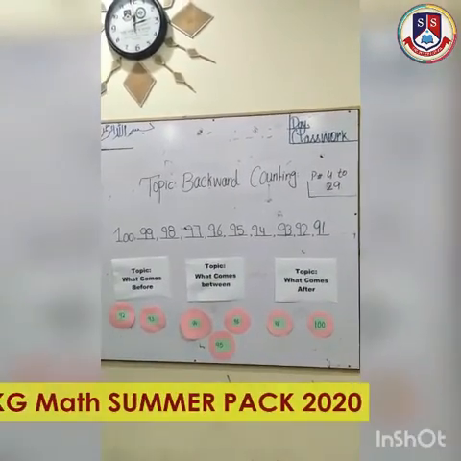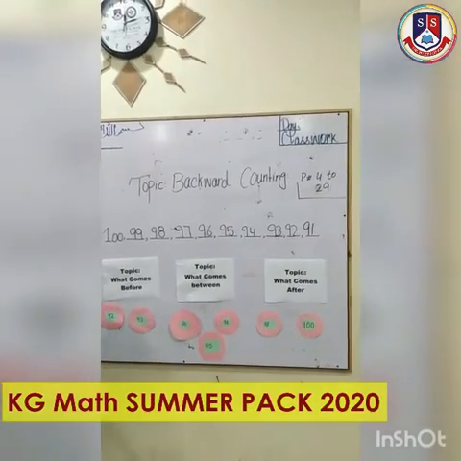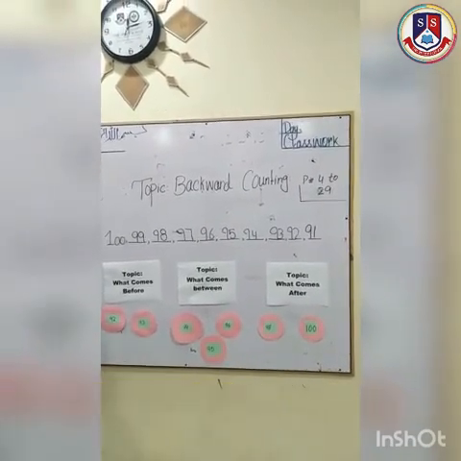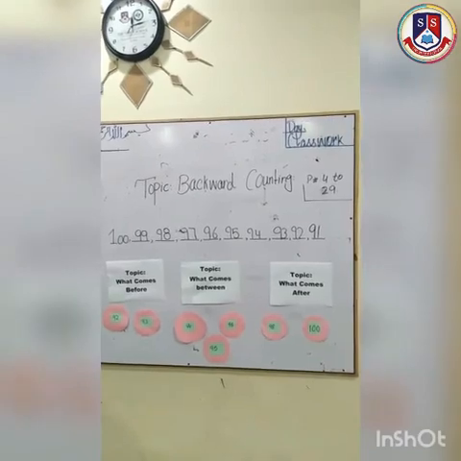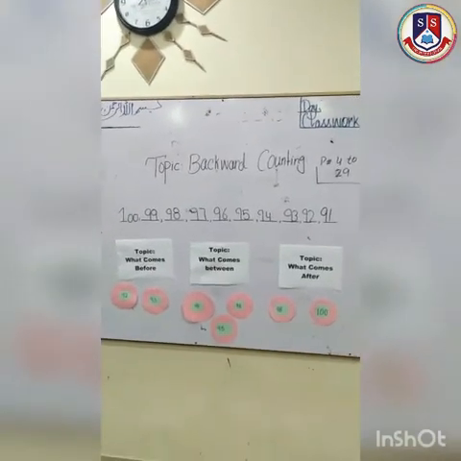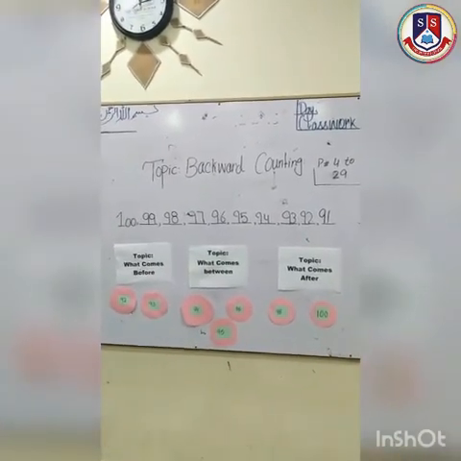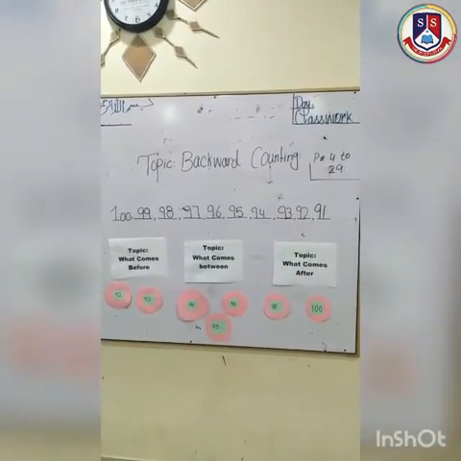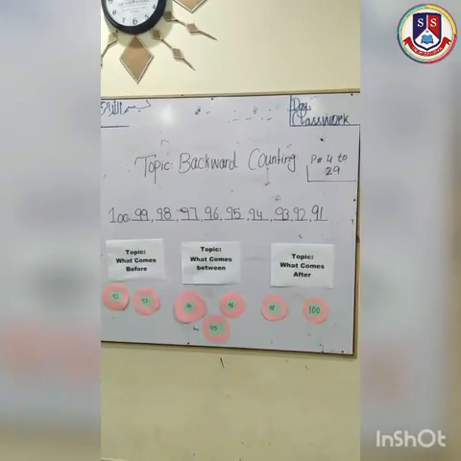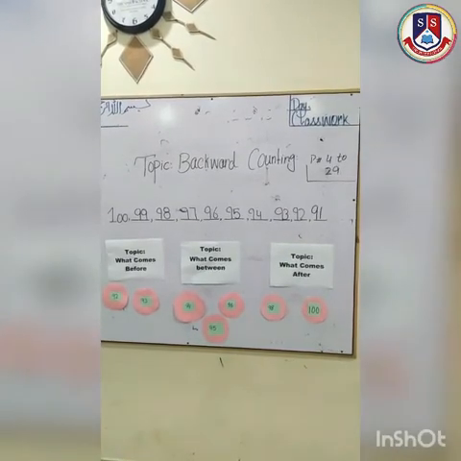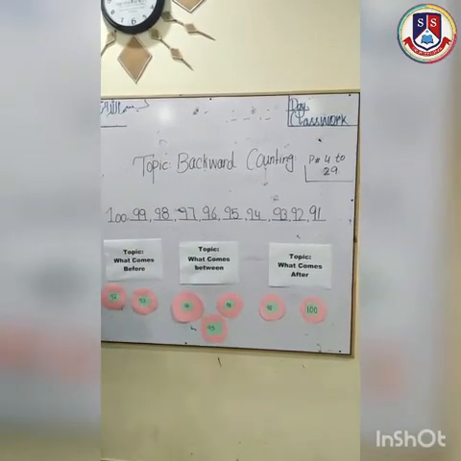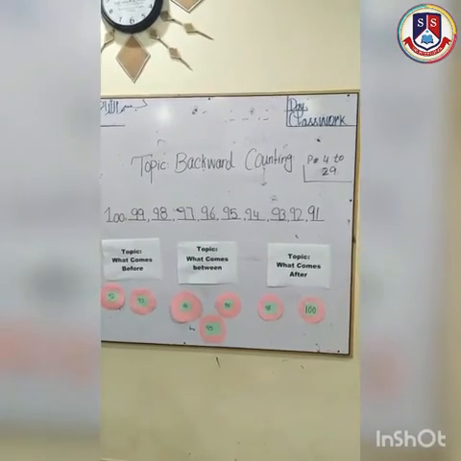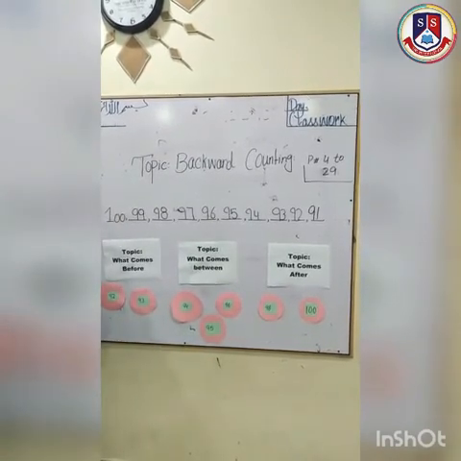Assalamu alaikum students. Today our topic is backward counting and pages are 4 to 29. Backward counting. What is backward counting? It means it will be started from back to first, or down to up. For example, 10 to 1, 20 to 11, 30 to 21. Similarly, 100 to 91. So we will start it from 100.